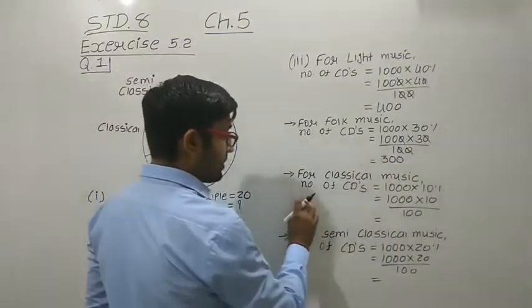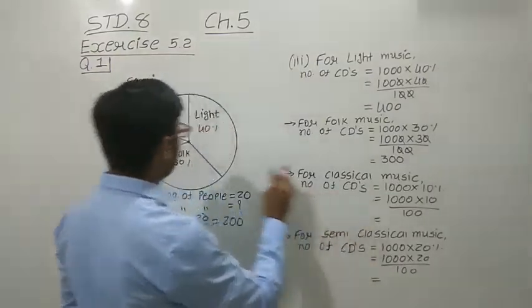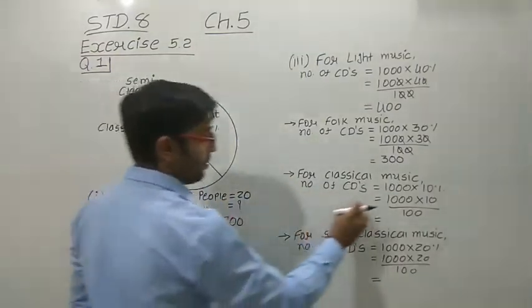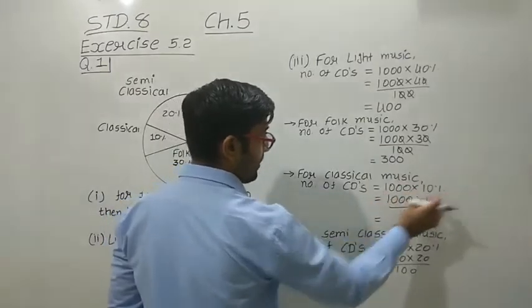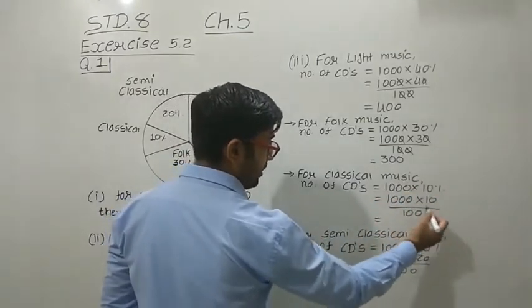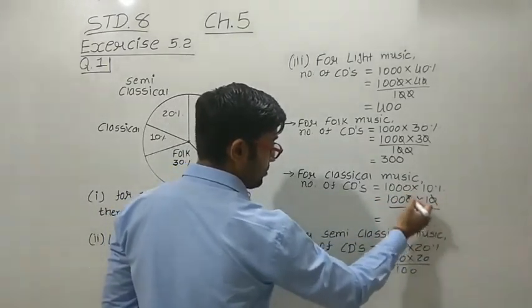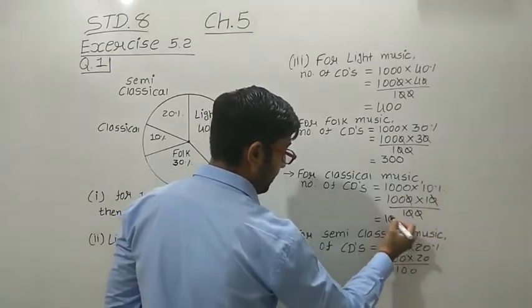For classical music, in the same way, number of CDs. See, for the classical music, 10% people only like the classical music. So 1000 into 10%, that is 1000 into 10 upon 100. 0, 0, 0, 0 will cut. Only 100 will remain.